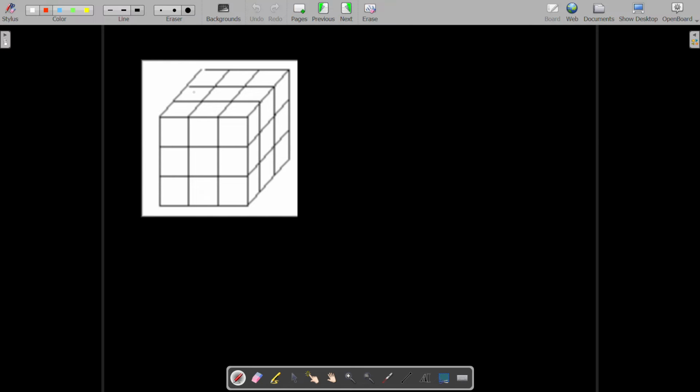So first we could find the area of the base, or the top part right here. To find the area, we would just count 1, 2, 3. So that's 3 across, so 3 times, and then 3 behind, 1, 2, 3. So 3 times 3 is 9. So the base area is 9.